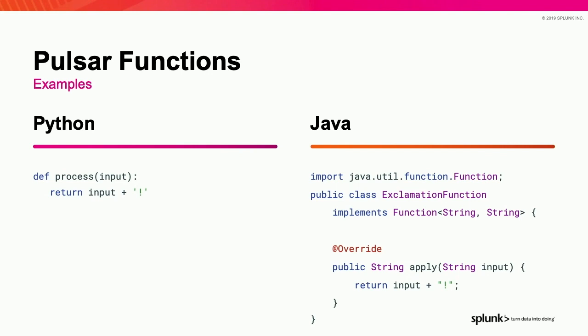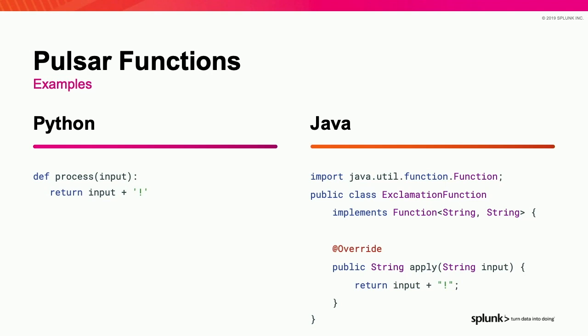So let us look at the simple Python function. You have a Python function called process, which takes input as a parameter. Then you can return that input with the added value of an exclamation. Which means the input string will be appended with an exclamation and returned as an output.